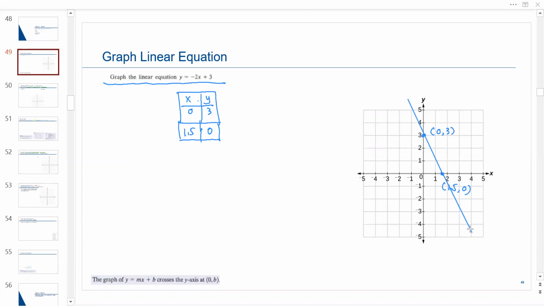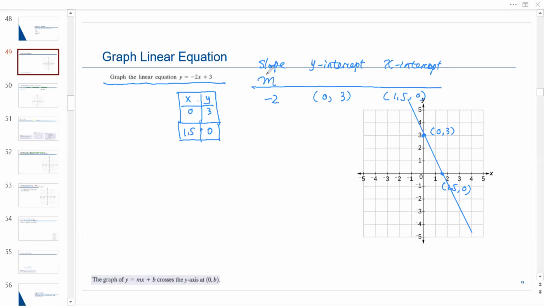Whenever we graph a linear line, we need to know what the slope is, what the y-intercept is, and what the x-intercept is. That's all we ask in this question. So the slope, y-intercept, x-intercept are the three of them. The slope for this one is -2, right? The y-intercept is 0, 3. The x-intercept is 1.5, 0, right?